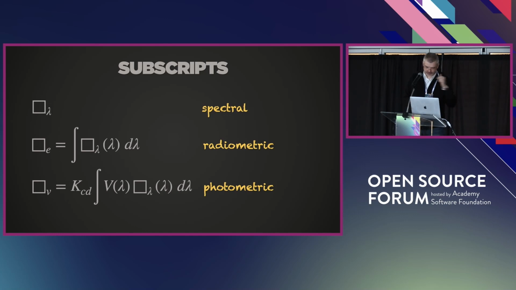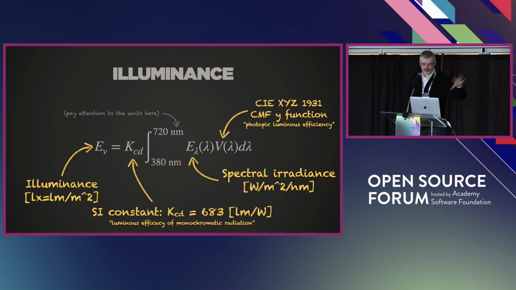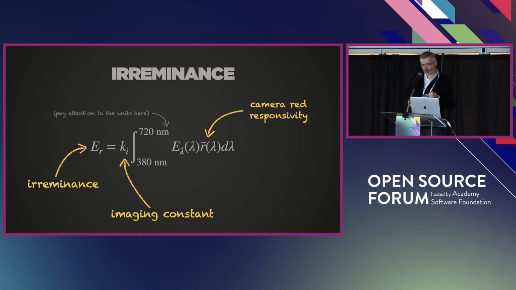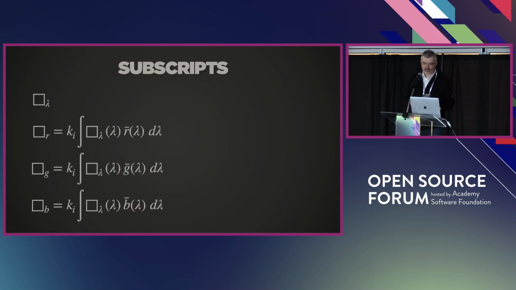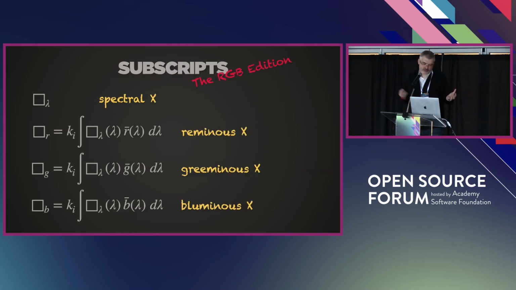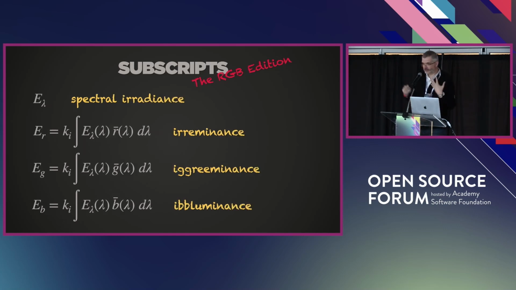So you know how we talked about this, right? We said there's only 3 subscripts that we're going to use. And we said that there's this integration equation that you use to go from the spectral situation to the photometric situation. Well, what if we have a few more? What if we said that, as much as V is how you see brightness, R is how you see red, and so, you know, there's red and green and blue, and I made up 3 new quantities called reminous and greenminous and bluminous. And so now we have irreminence and agreeminence.